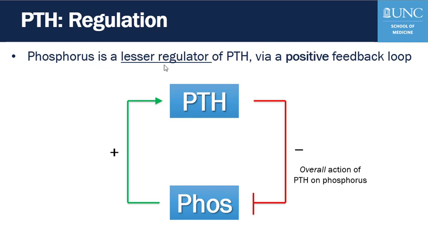Phosphorus regulates PTH via a positive feedback loop rather than a negative one, and that means that increasing the levels of phosphorus in the bloodstream will stimulate PTH to be secreted, which in turn will act to decrease the serum phosphorus back into the normal range.